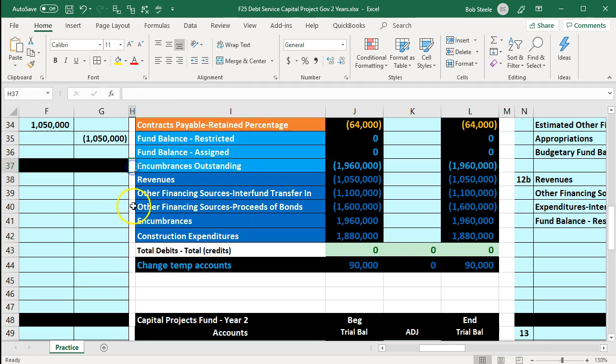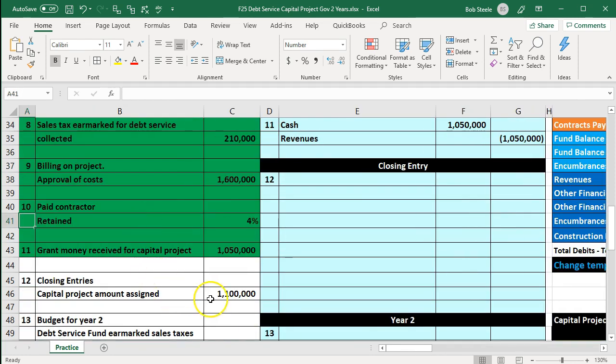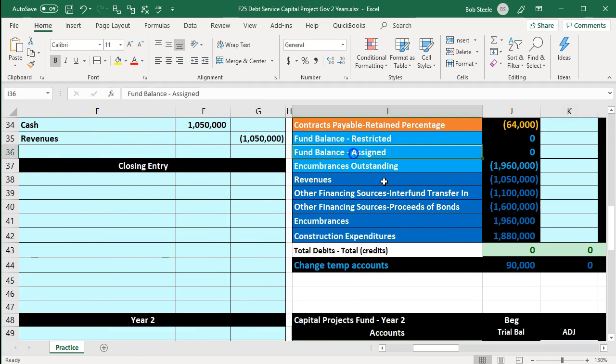These two are just going to be hanging out here. And then they also said that we had 1,100,000 that's going to be assigned. So that just means that we're going to record that amount, basically breaking it out into a separate category in the fund balance section up top.